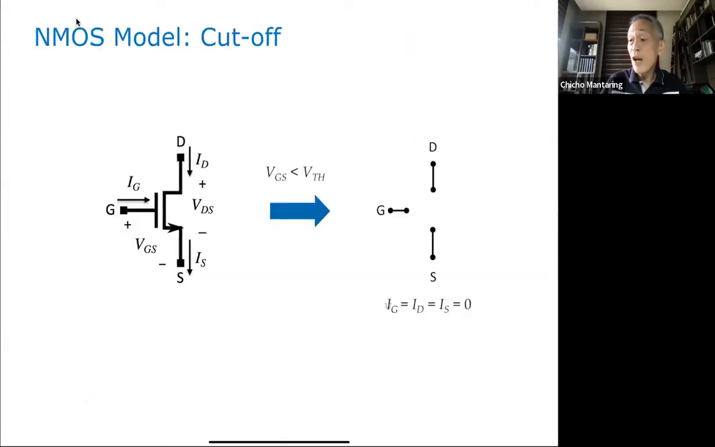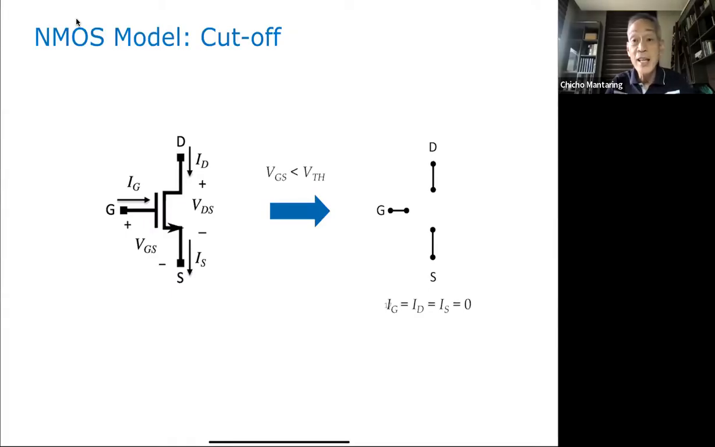So that leads to the following models. Again, ito na yung importante sa 1, 2, 3, that you use the proper model when you try to analyze the circuit. So cut off, when VGS is less than VTH, this is equivalent to this. Okay, note that I sub G will always be equal to 0.